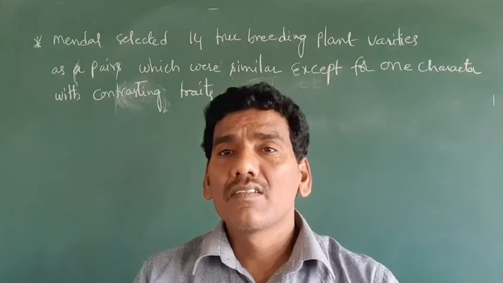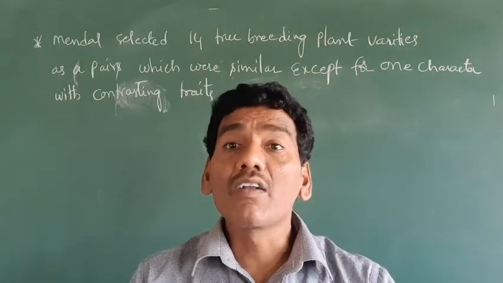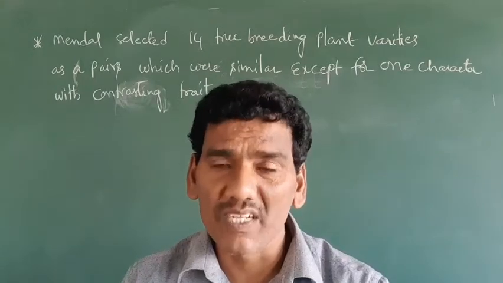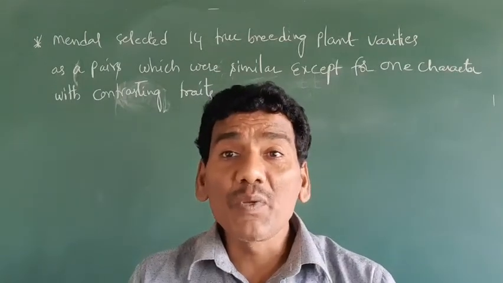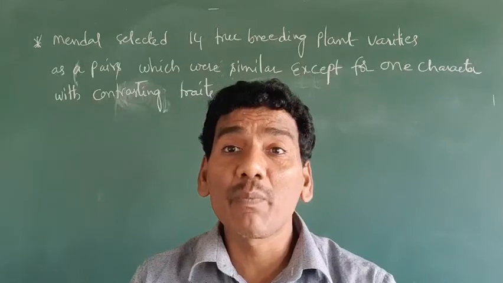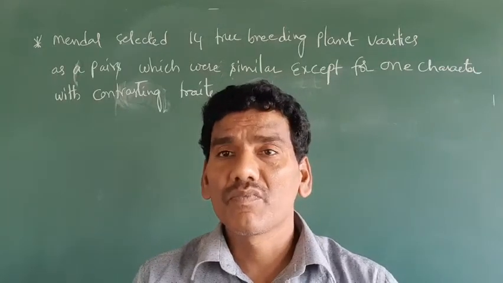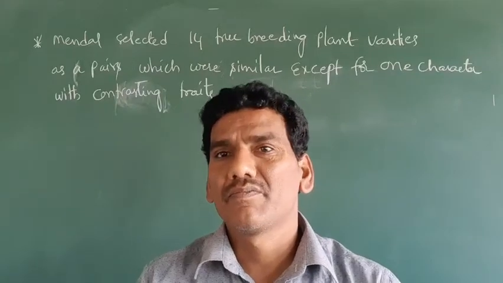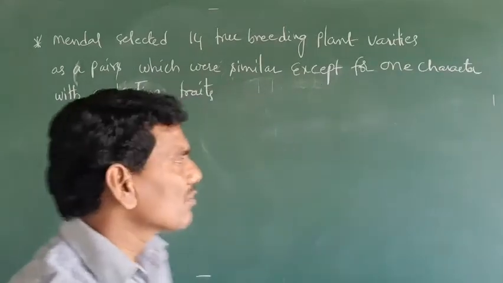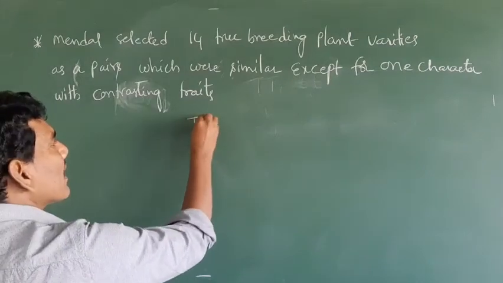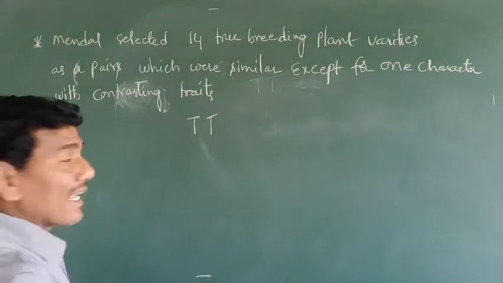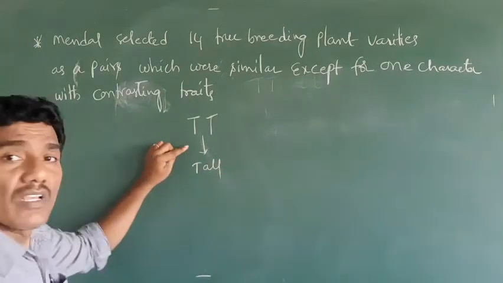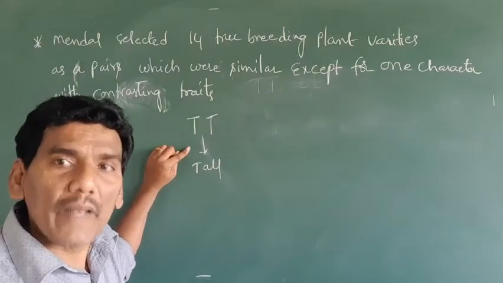Here Mendel conducted artificial pollination or cross pollination experiments. For this artificial cross pollination experiment, he used several true breeding plants. What is meant by true breeding? For example, capital T, capital T. Capital T means tall plant. It is a true breeding tall plant.